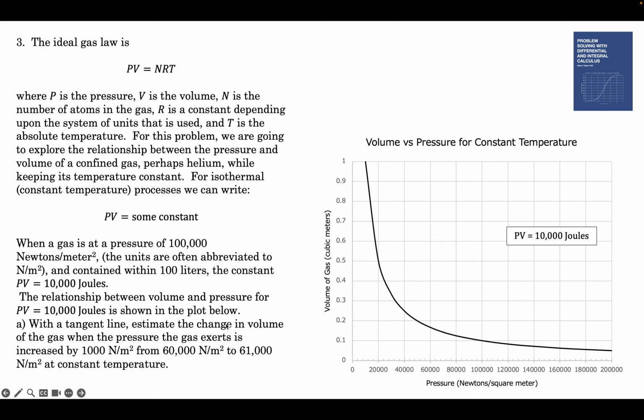So part A asks, with the tangent line, estimate the change in volume of the gas when the pressure is increased by 1,000 from 60,000 to 61,000. So we're going to go over 1,000, from 60 to 61. A small change. Let's locate the point and draw a tangent line. And we can get the slope of that tangent line to see how the pressure changes with volume and how the volume changes with pressure in this region.